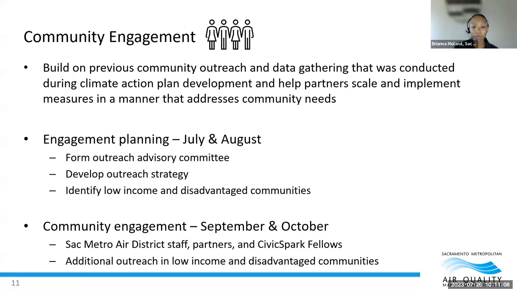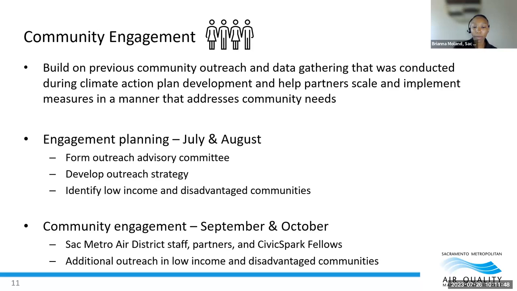So community engagement is very critical for this grant program. We'll be building on previous community outreach and data gathering that was conducted during the climate action plan development and help partners scale and implement measures in a manner that addresses community needs. And engagement planning will be between July and August. We'll form the outreach advisory committee. We'll develop an outreach strategy and identify low-income and disadvantaged communities. And community engagement will occur between September and October with Sac Metro Air District staff, partners, and Civic Spark Fellows. And additional outreach in low-income and disadvantaged communities will also take place.